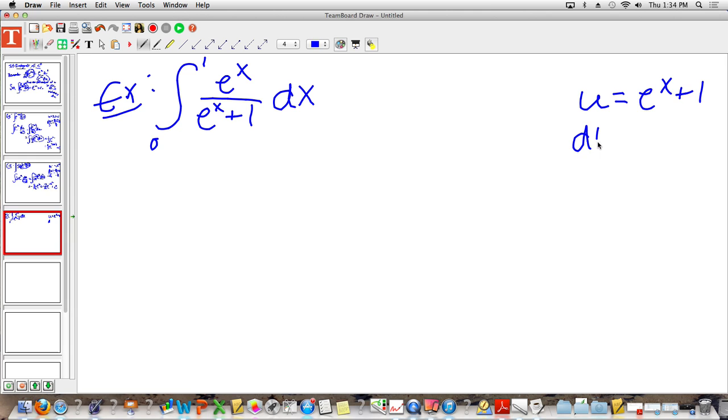What's du? What's the derivative of e to the x power? E to the x power times the derivative of the power. The power is x. What is the derivative of x? It is 1. So this is e to the x power times 1, which I'm not going to write down, so it's e to the x dx. Isn't that beautiful? Where do you see e to the x dx? On the top. So this is the same thing as the integral from 0 to 1 of, what is this? That is du.